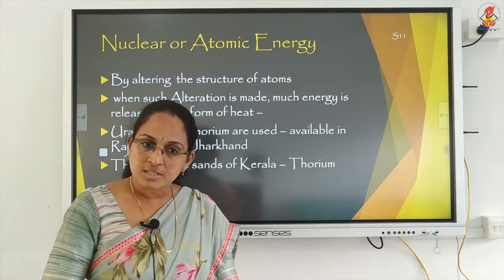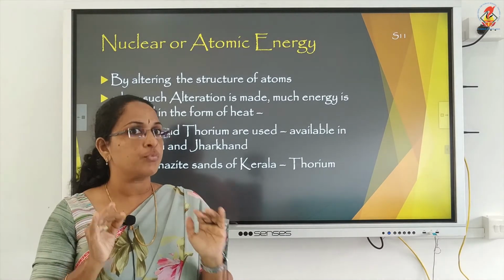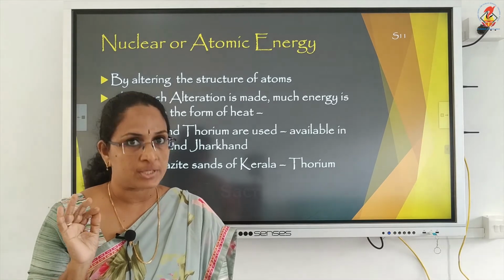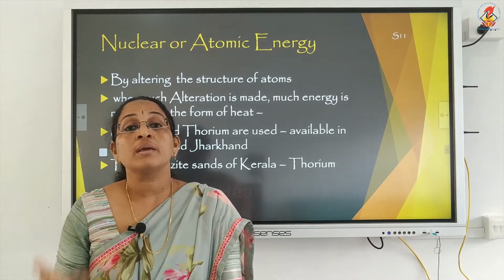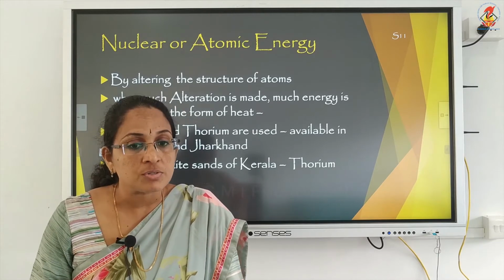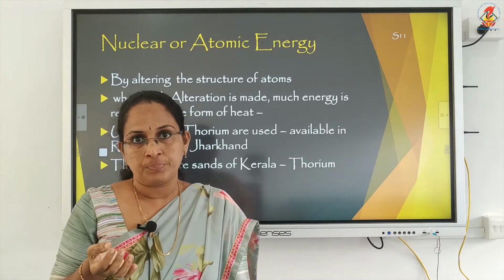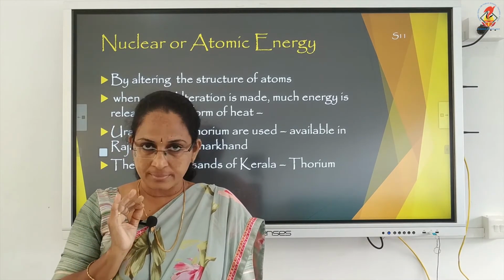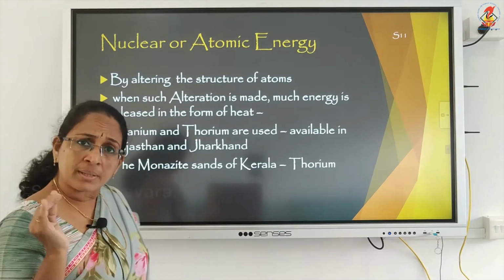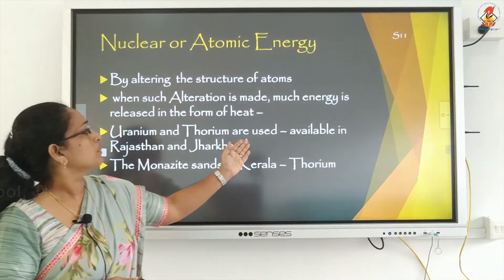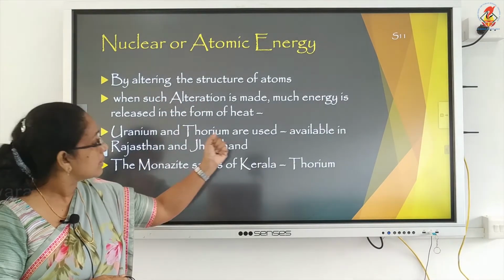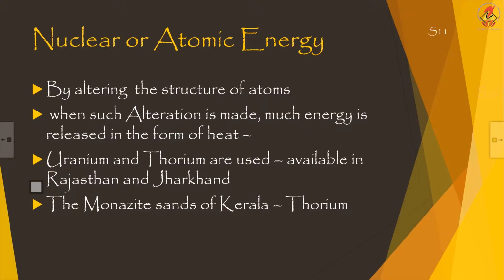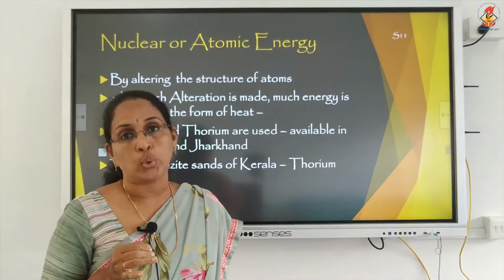So what we have discussed, children, is the first form of non-conventional source of energy, that is nuclear or atomic energy. How is nuclear energy generated? By altering the structure of atoms. Heat is generated and that heat is used to generate electricity. Uranium and thorium are also used for generating atomic energy, and they are available in Rajasthan and Jharkhand, and also the monazite sands of Kerala contain thorium.